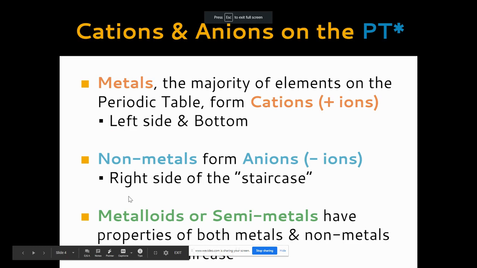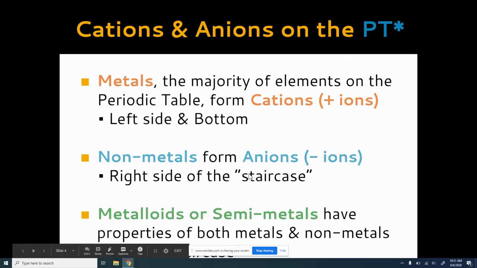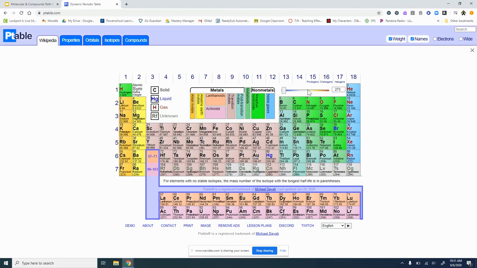All right, and then there's the metalloids and semimetals, and they are right on that staircase. So real quick, I'll go back to that again. Anything that's directly on the staircase, touching the staircase, so all these forest green colored ones, those are metalloids. Okay, so they have properties of both metals and nonmetals.